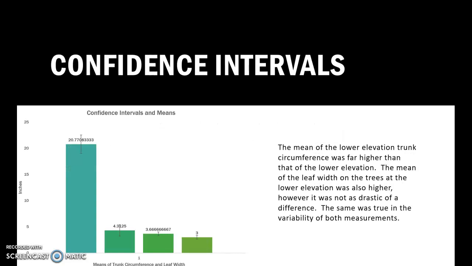And we can see on this graph here that the mean of the lower elevation trunk circumference was far higher than that of the higher elevation. And the mean of the width of the leaves on the trees at the lower elevation was also higher, but it definitely wasn't as dramatic a difference as the trunk circumference.